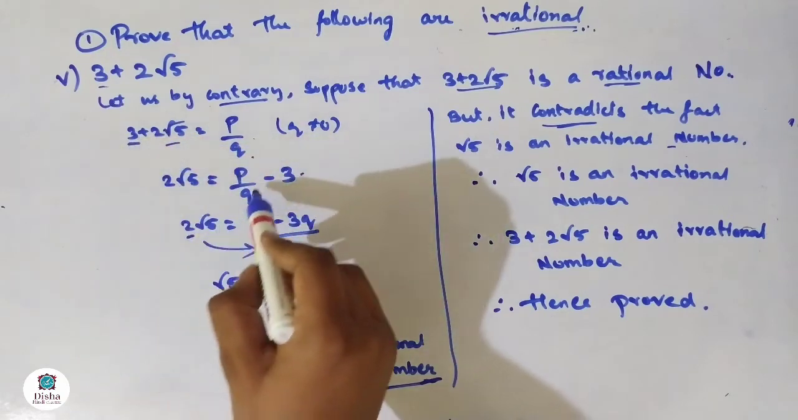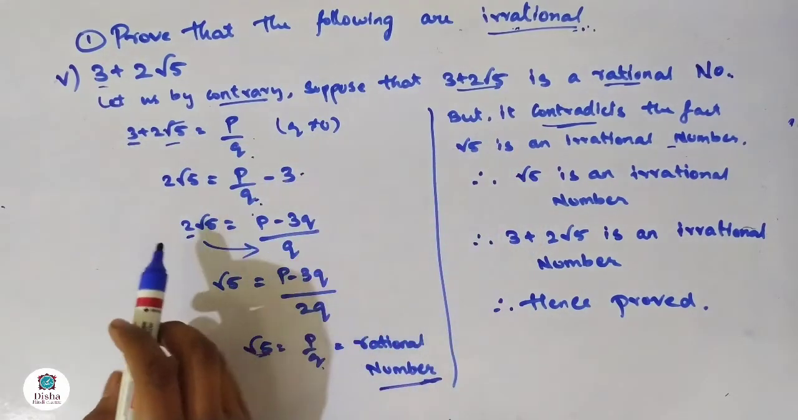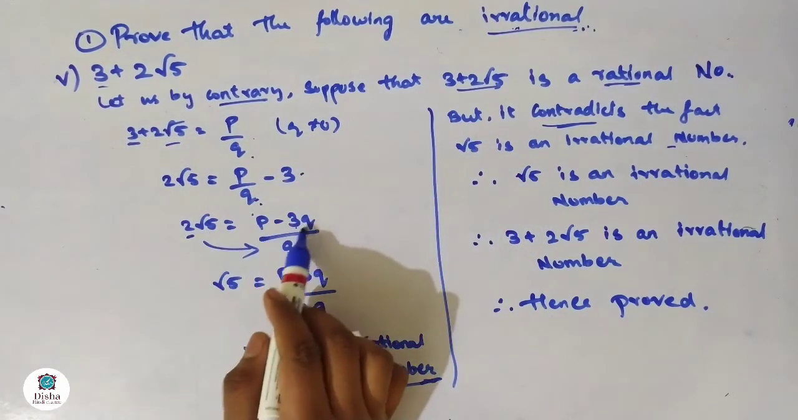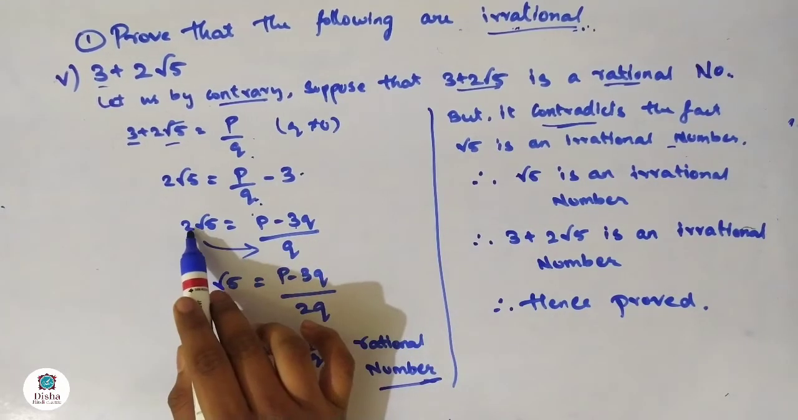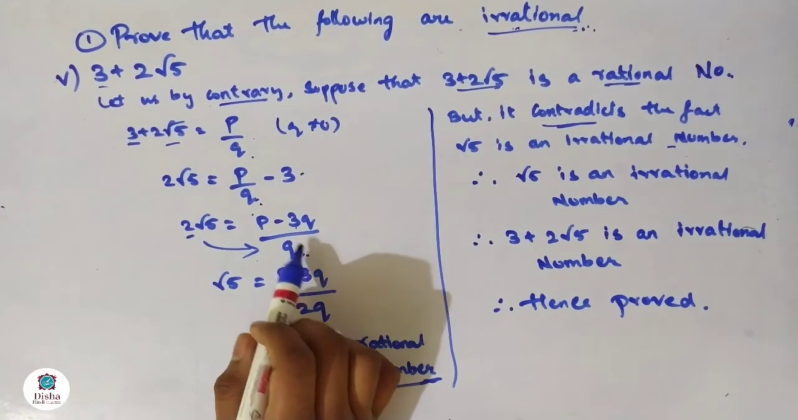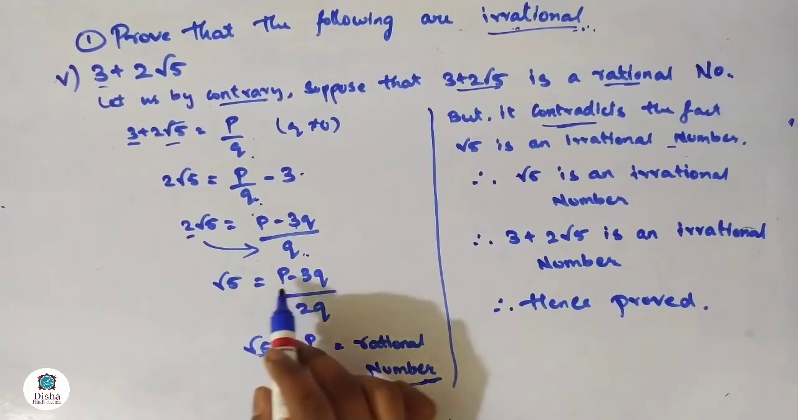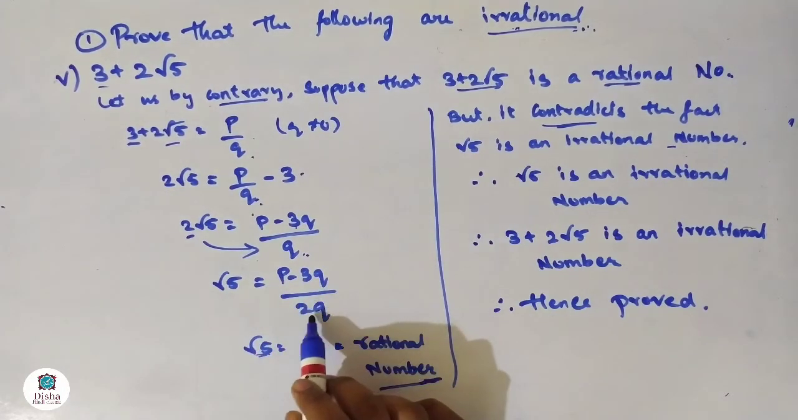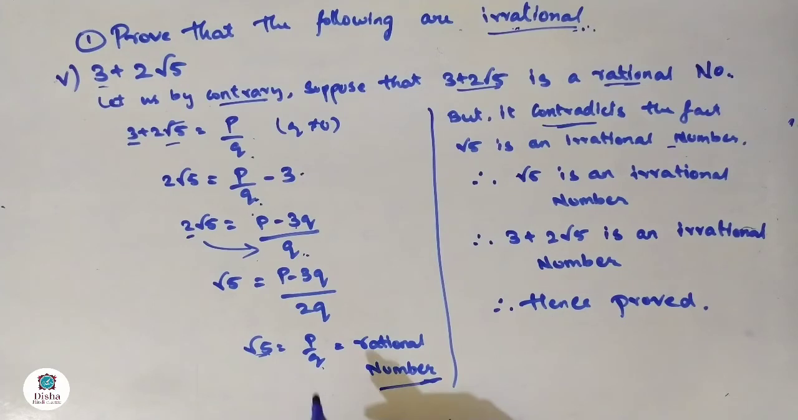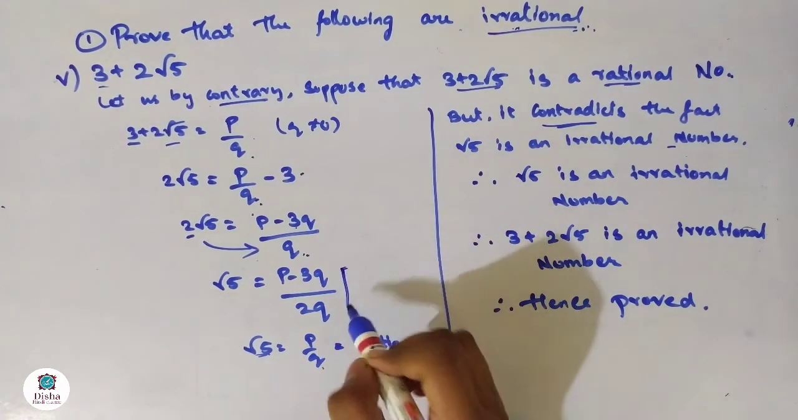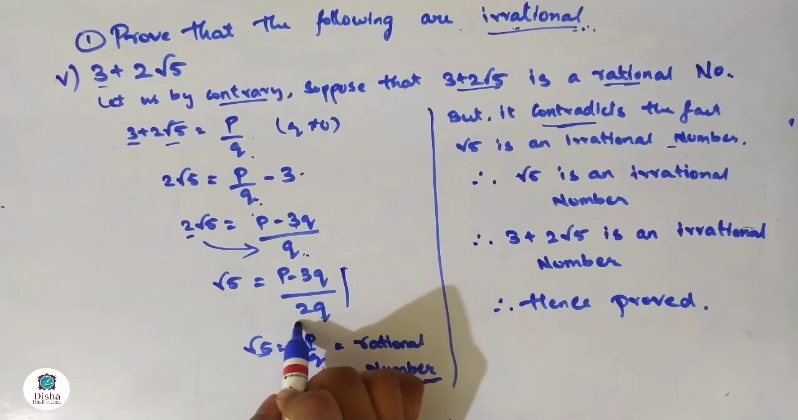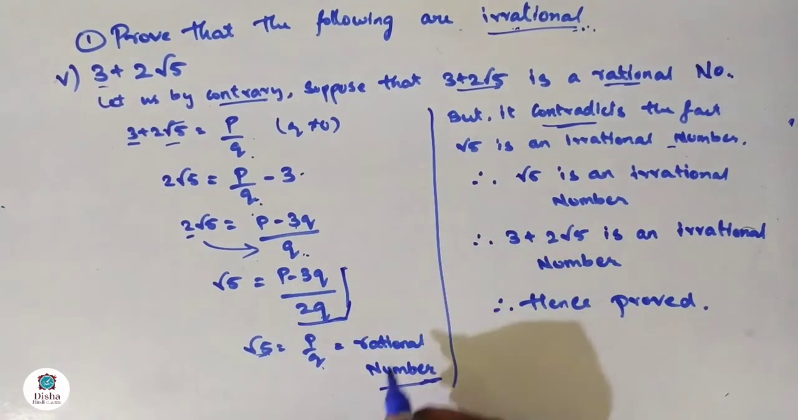We send the 3 to the RHS, so it becomes minus 3. So 2 root 5 equals p minus 3q by q. Now we send this 2 to the denominator of p by q. So root 5 equals p minus 3q by 2q. Then we have root 5 equal to p minus 3q by 2q, which is in the form of p by q.